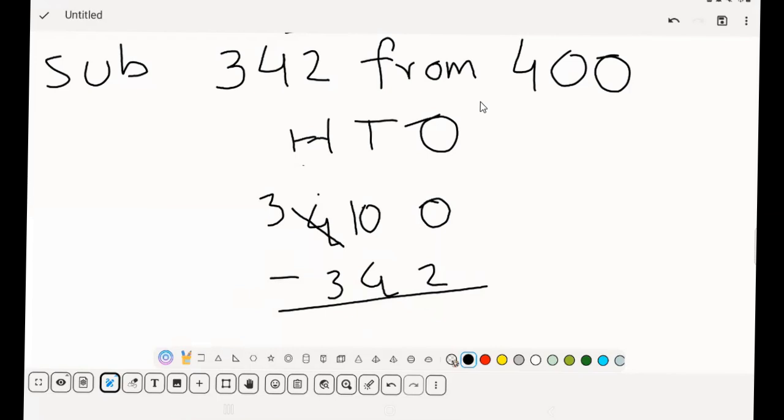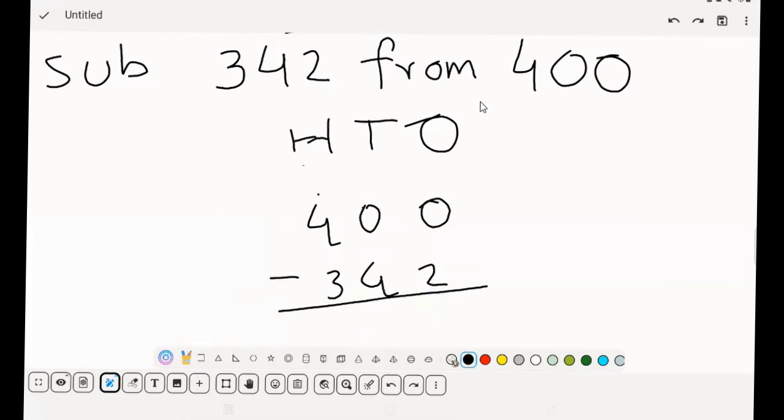Now we need to take the borrow for the ones group from the tens group. Then it will become one less. So 10 is reduced by 1, it is 9, and the ones group will become 10. I hope there is no doubt. If you want to see it again, then I'm just trying to repeat it.